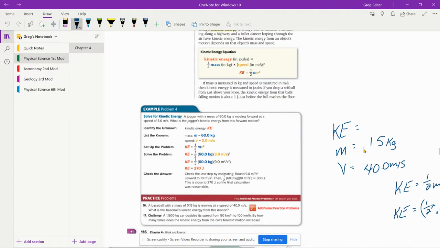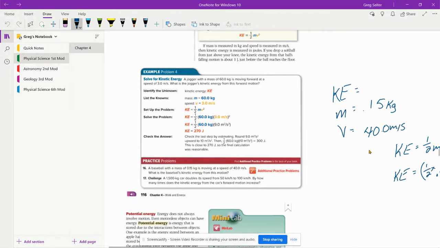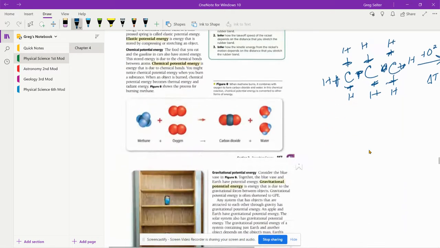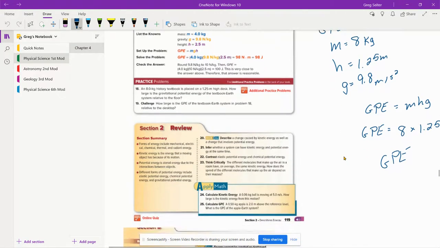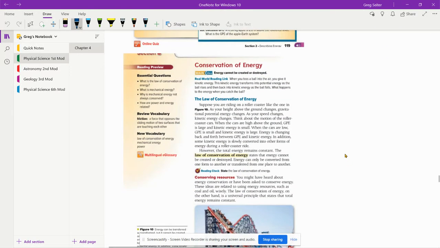We learned about kinetic energy, how to calculate it, gravitational potential energy, and how to calculate that. And that brings us to conservation of energy. The law of conservation of energy states that energy cannot be created or destroyed. Energy can only be converted from one form to another and is transferred from one place to another.